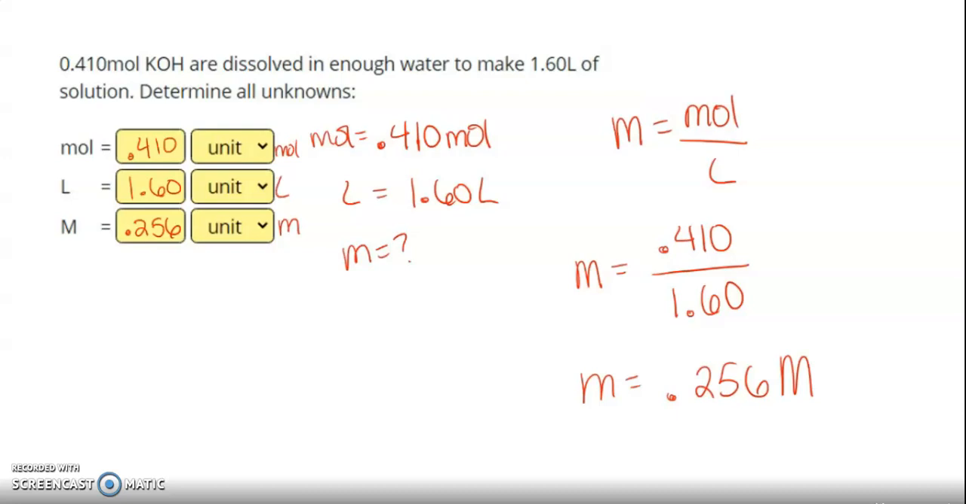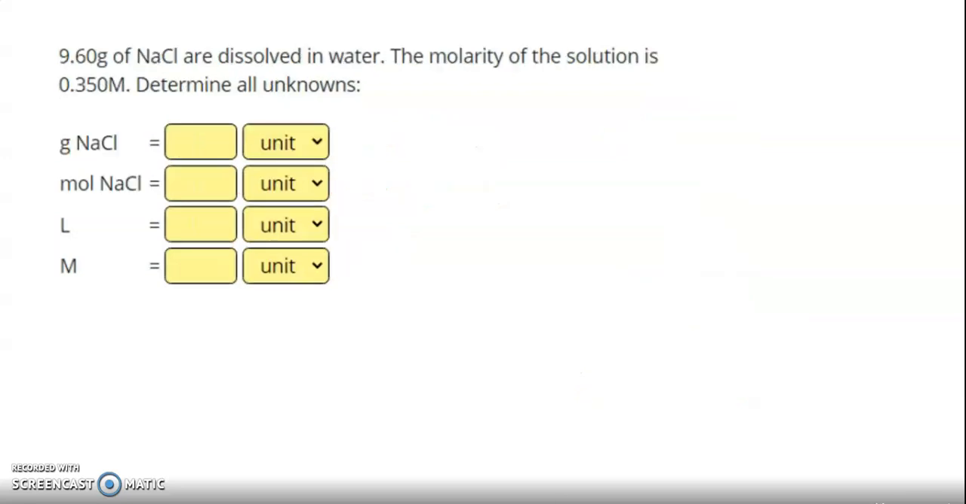So this is a straightforward molarity problem. You're given moles, liters, you need to find molarity. But sometimes you're going to be given grams. This problem says 9.60 grams of NaCl are dissolved in water. The molarity of the solution is 0.350 molar.